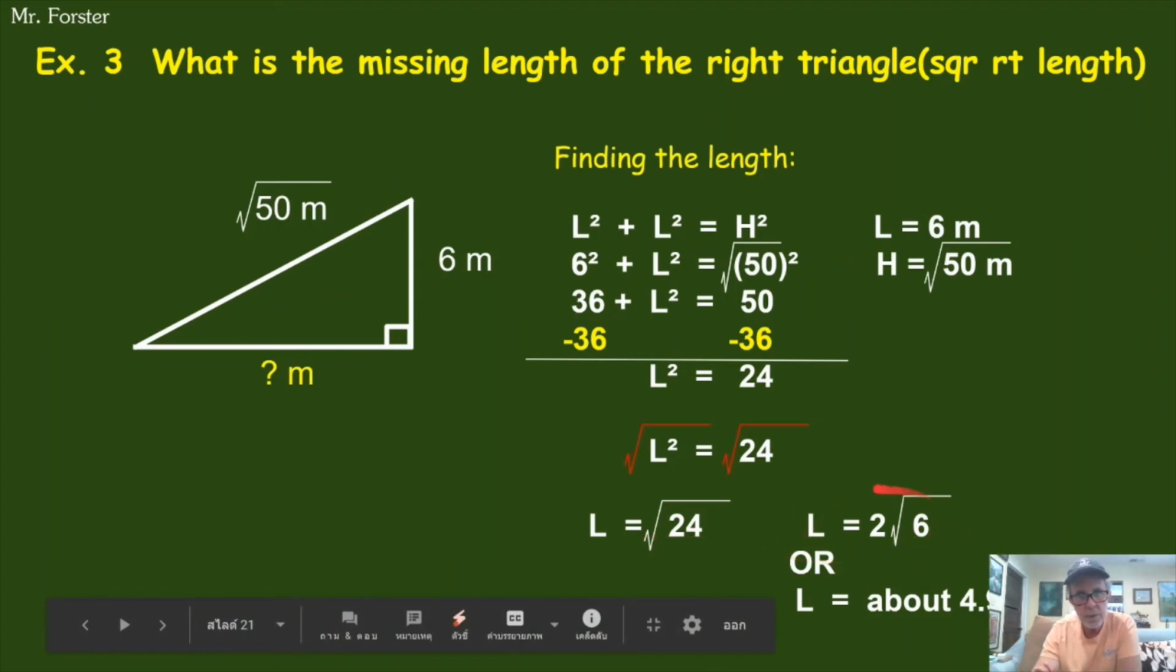And there is a lesson on how to simplify square roots, and hopefully you kind of get it. Now, an approximation for the square root of 24, since the square root of 25 is 5, we could say that the square root of 24 is very close to 4.9. And so this length is very close to 4.9 meters, with a square root for one of the sides.